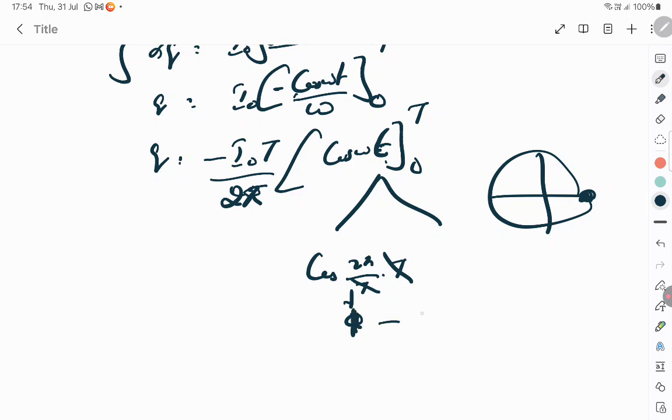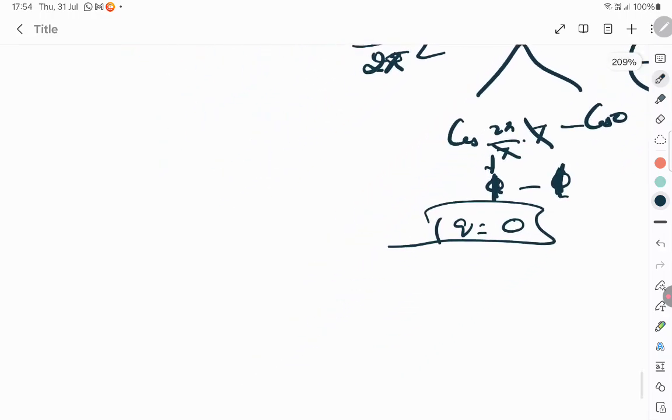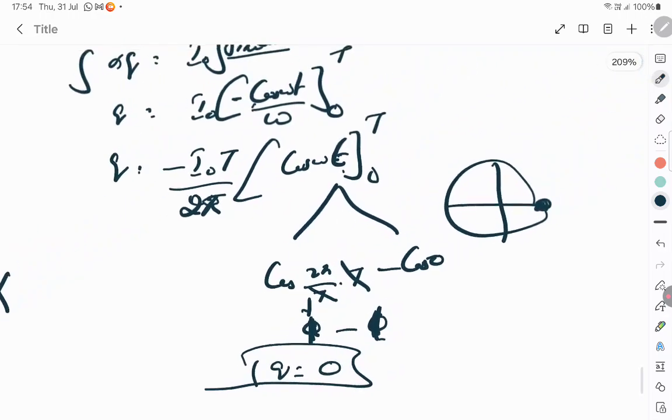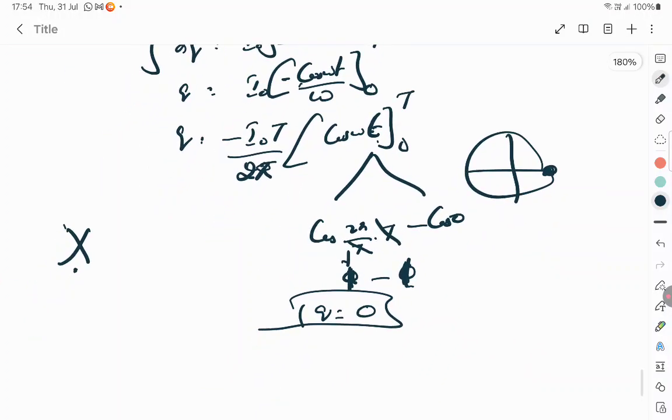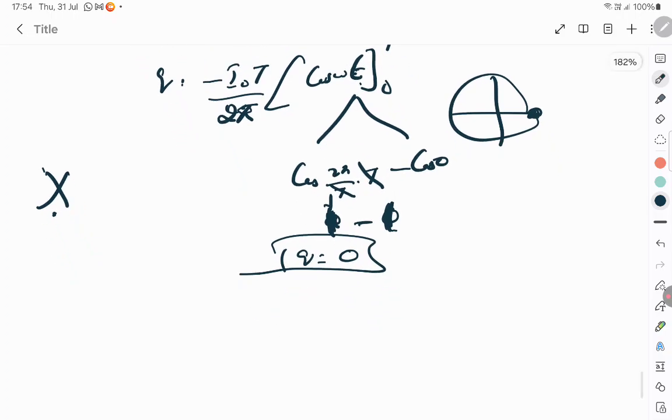Minus lower limit is also 1, because cos 2 pi becomes minus cos 0. This is also 1. 1 minus 1 is 0. Therefore, the charge itself is becoming 0. Very, very important derivation. I made a mess, I'm sorry, but please understand that cos 2 pi is not 0, it's 1. Cos 2 pi is not minus 1, it's just 1. There's another derivation for the average I. Okay, so this is 0 and that's about this.